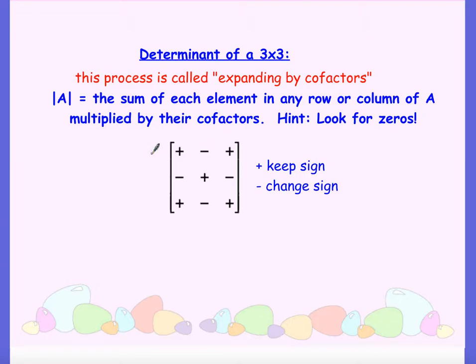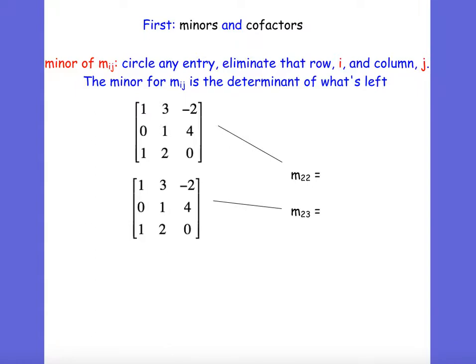This is the chart you're going to use. In other words, we're going to go plus minus plus, minus plus minus, plus minus plus. Plus means you're going to keep the sign the same. Minus means you're going to flip it. This will all make sense once I start putting this together for you. So, for example, minors and cofactors. Minor is just when you circle any entry, eliminate that row and column, and then the minor is the determinant of what's left. So, for example, I want M22.